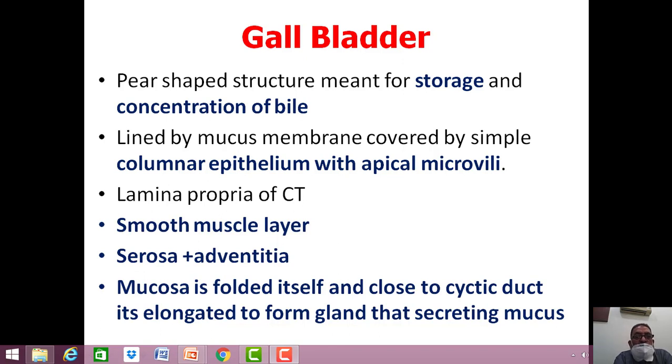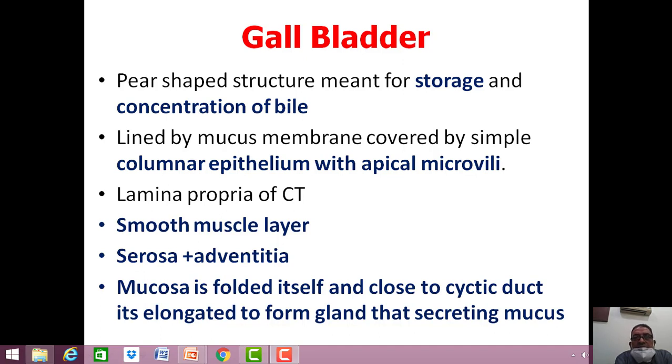Now we move on to the glands which are associated with the GIT. Next is the gallbladder, and you all know the gallbladder is the structure related with the secretion and concentration of bile coming from the liver. It is a pear-shaped structure meant for storage and concentration of bile.